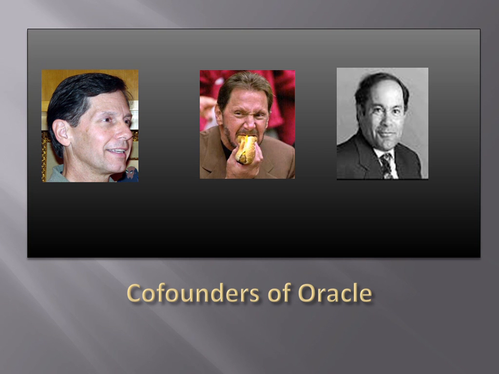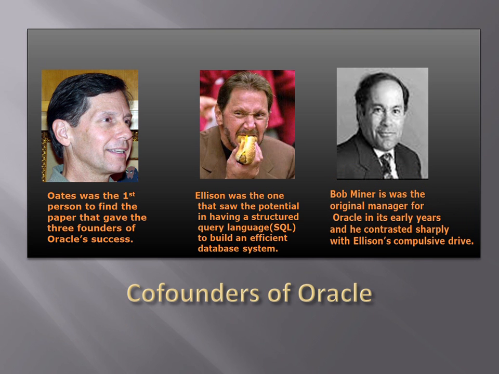These are the co-founders of Oracle. Even though Larry Ellison is the CEO right now, there are actually three. The first one was Ed Oates. The second one is Larry Ellison, and the third one is Bob Miner. Oates was the first person to find the paper that gave the three founders the idea for Oracle's success. It was just about a relational database. And then Bob Miner was the second person who got in the group. He was the original manager of Oracle, and he was actually the primary engineer of the company before Ellison took over in his early years.